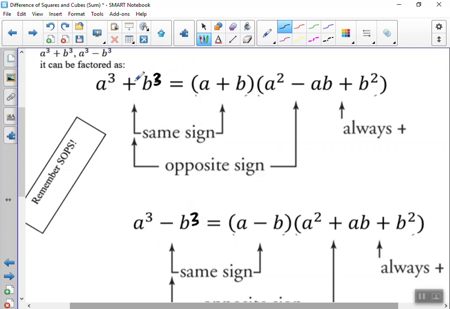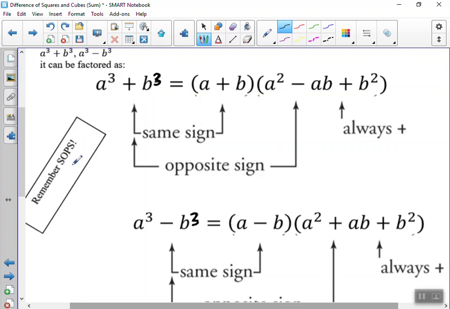Okay, so if you have 2 cubes, meaning something raised to the third power, another thing raised to the third power, and you have an addition sign, this is the formula: A plus B, parentheses, A squared minus AB plus B squared. Okay? It's not a fun formula, but it is helpful.